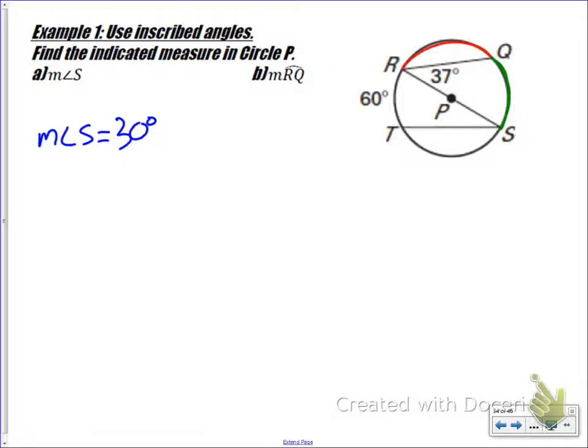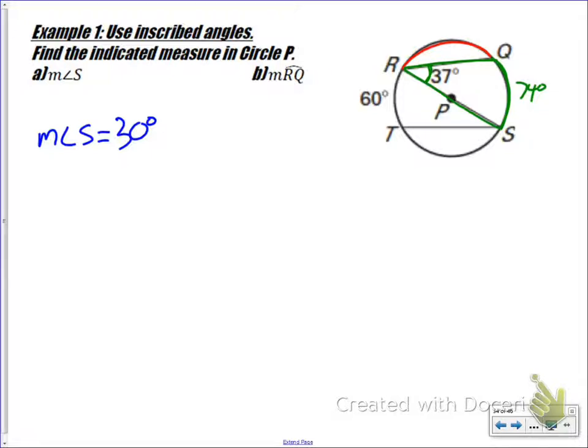So let's start by trying to find the measure of QS. Now again, we're given the angle this time. So the angle QRS is given to us as 37 degrees. Now we know that the intercepted arc is going to be 2 times the measure of that angle, so I take 37, multiply by 2, and I get 74 degrees for the measure of arc QS.